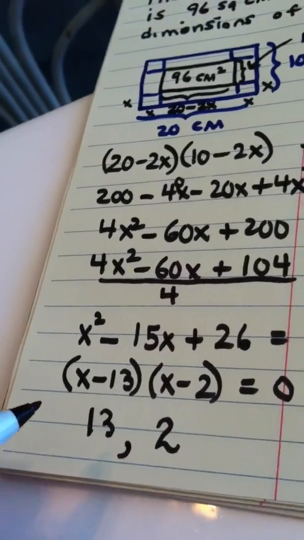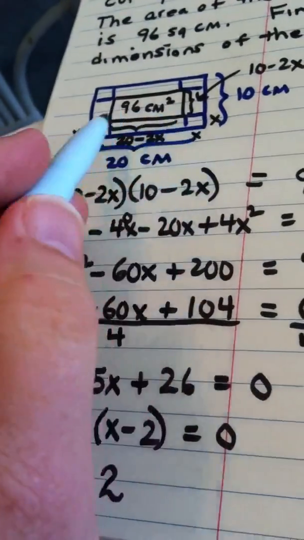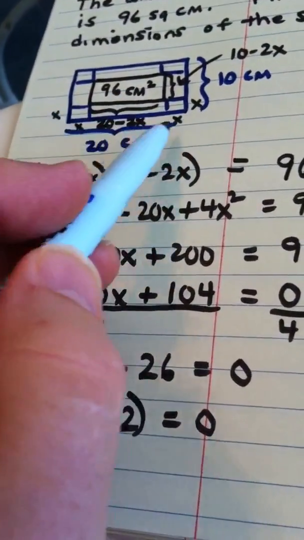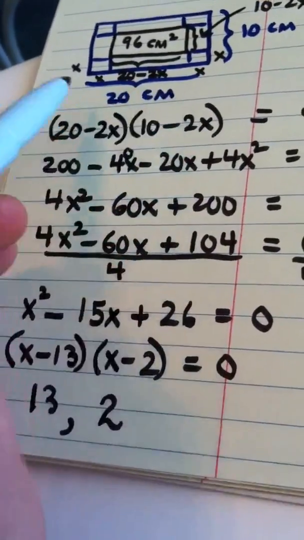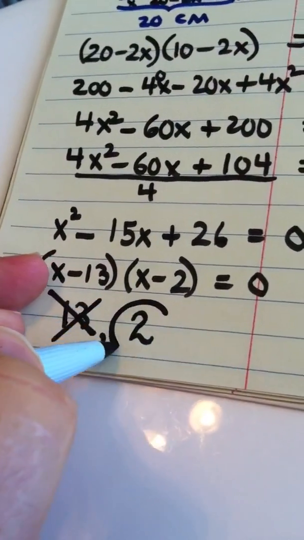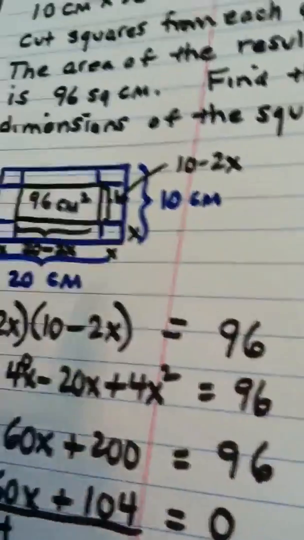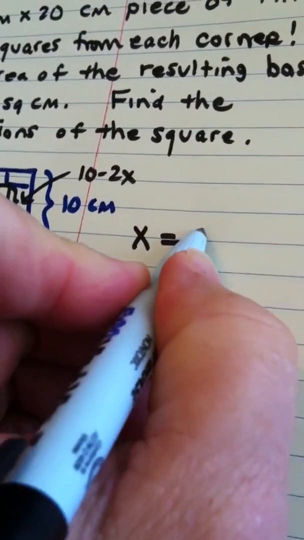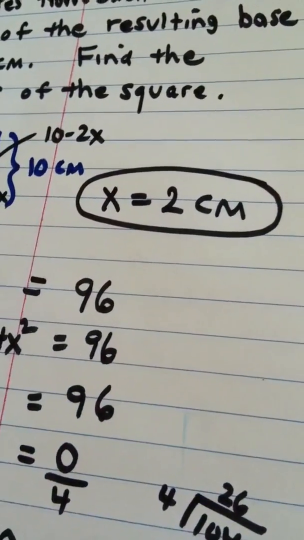But in this problem, there's no way x can be 13 because x is being cut away, and there's no way you can cut away 13 twice. 13 and 13 is 26, and the original piece was only 20. So forget the 13. The only possible answer would be that x is 2. So my answer is the dimensions of the square x would be 2 centimeters. And we're done.